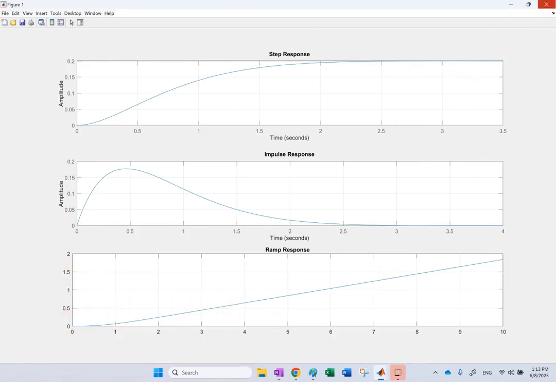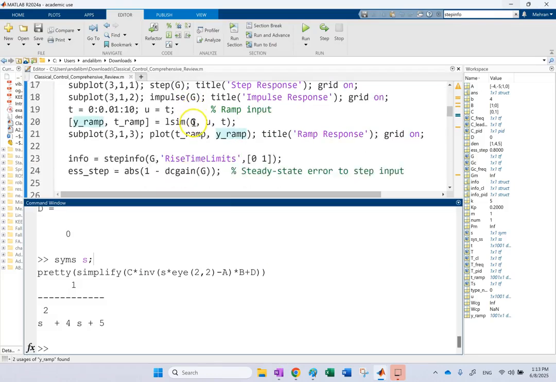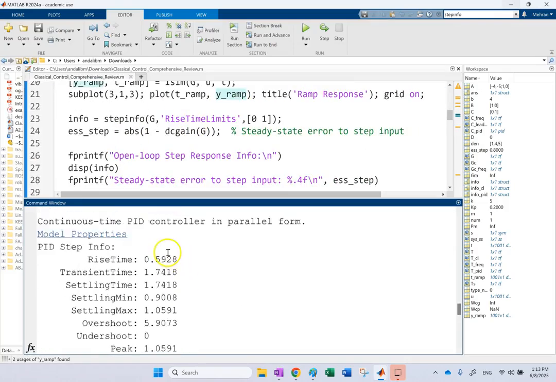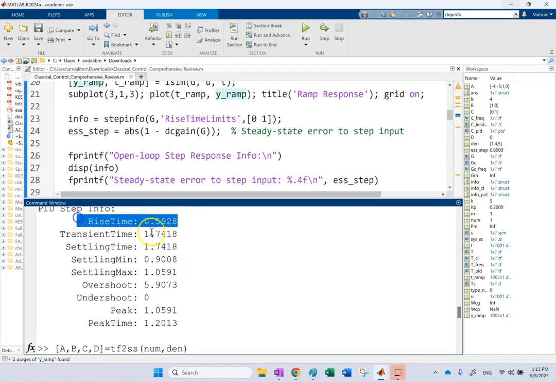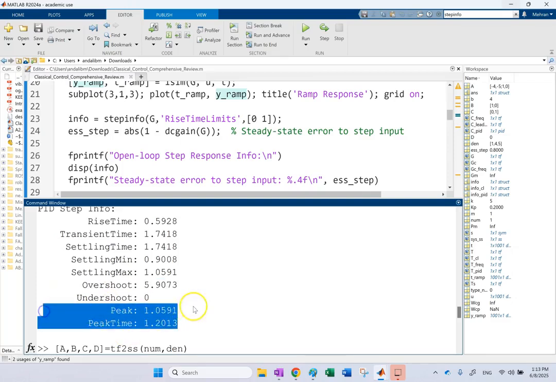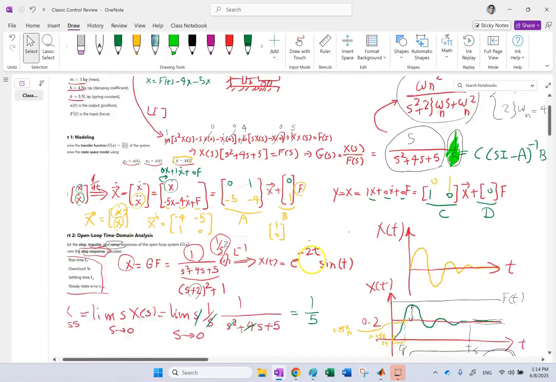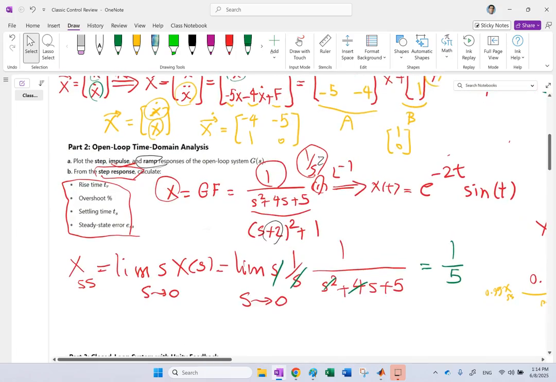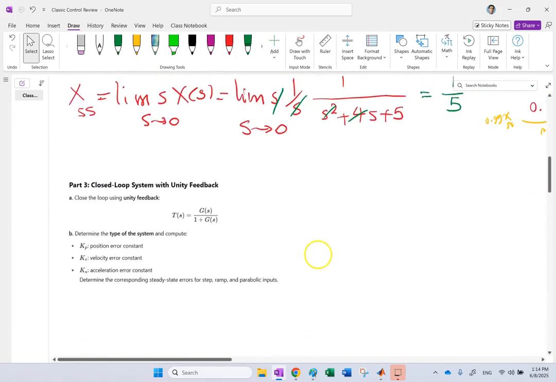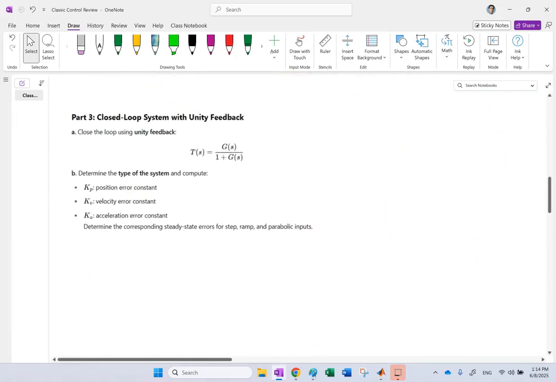Okay, so these are the first plots that you can get, and these are the values for the rise time, for the settling time. As I said, this is the accurate one, not the conservative one. This is the overshoot, and then if you want peak time and so on, you also have a peak time of 1.20. Okay, so this is everything that we have done so far in parts 1 and 2. Now it is time to go to part 3.